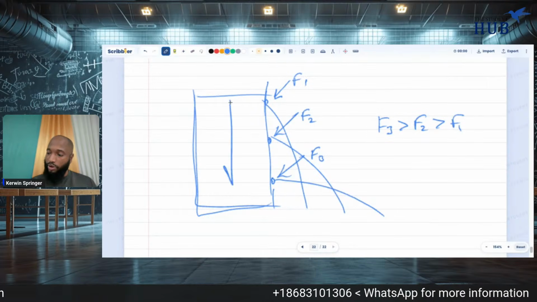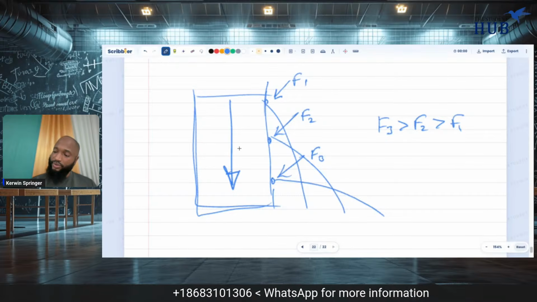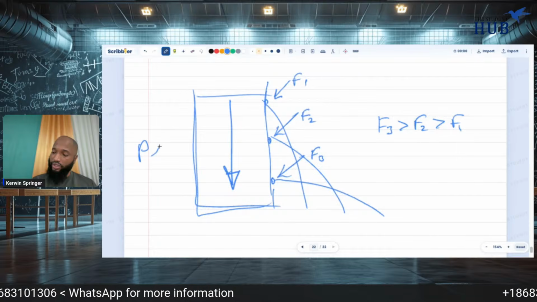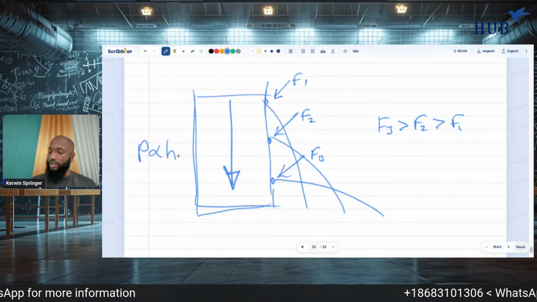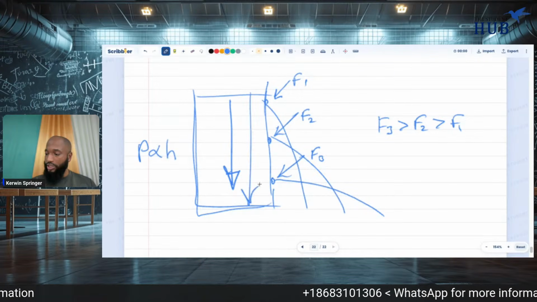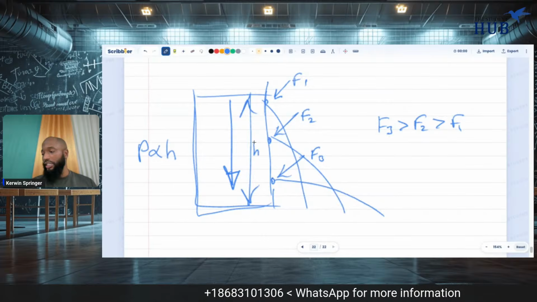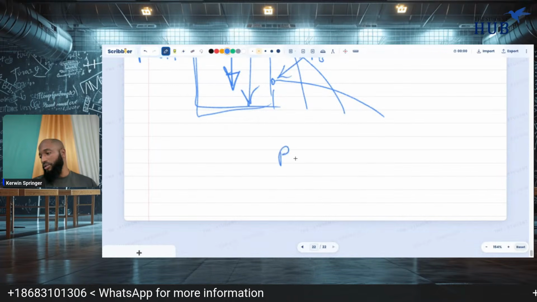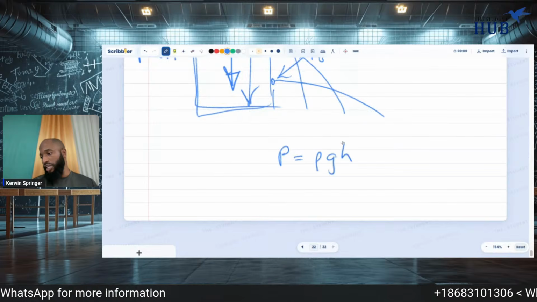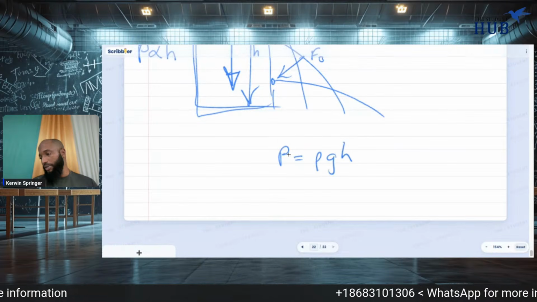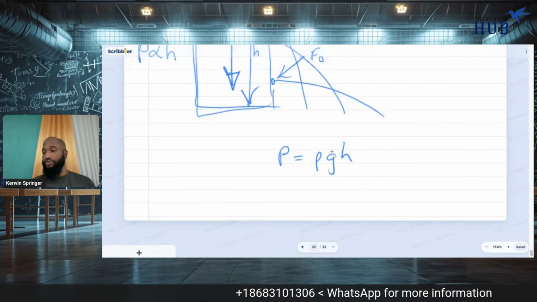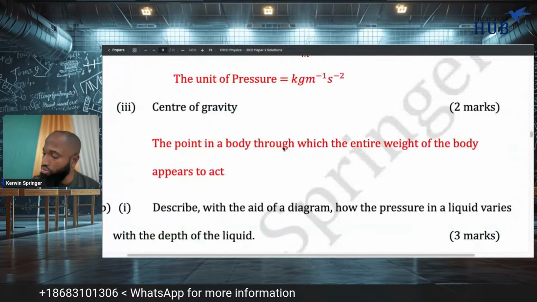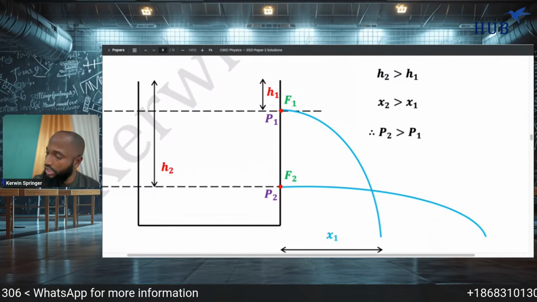So what is happening with pressure? Pressure and depth, what is the relationship? Pressure increases with depth. So if you say the depth is H, P is proportional to H. The whole thing, what is the formula for liquid pressure? Rho GH. Notice how the constant is really G. The density and H are the variables. Cool.